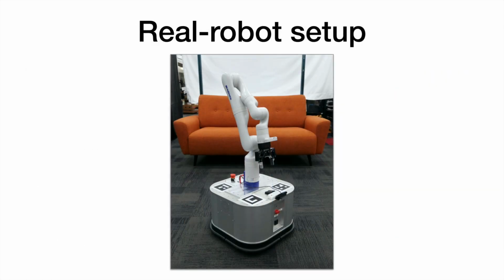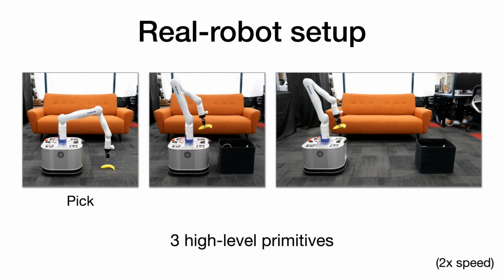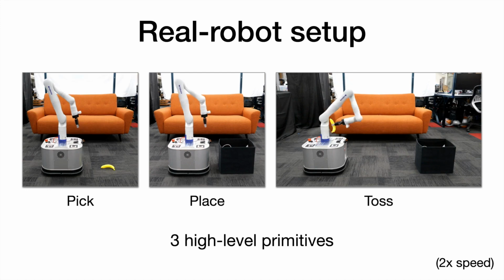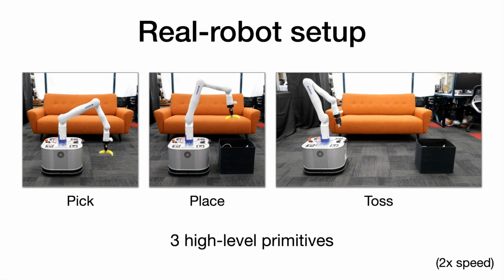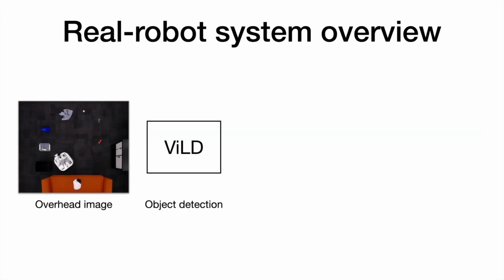We also evaluate our approach on a real mobile robot, which is a holonomic mobile base with a Kinova arm mounted on top. The robot is equipped with 3 high-level primitives: pick, place, and toss. We combine these primitives with 2 pre-trained visual language models to deploy our approach.